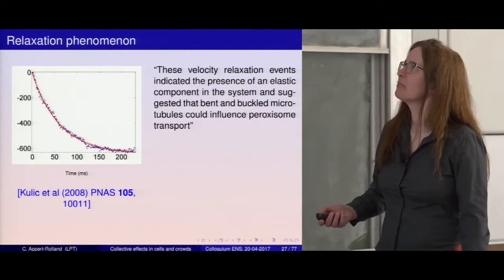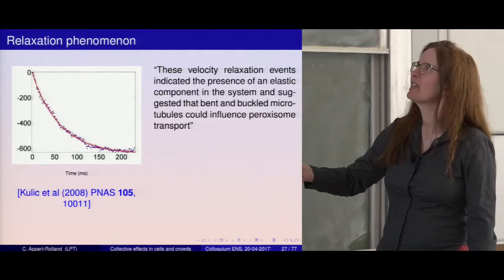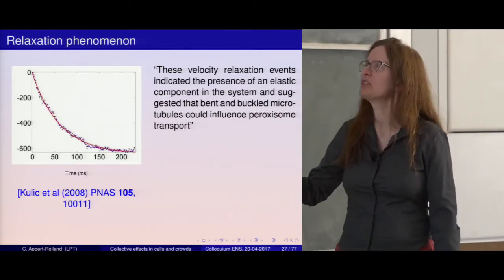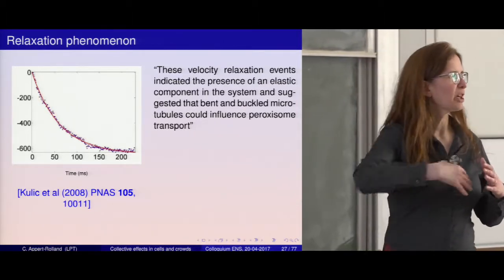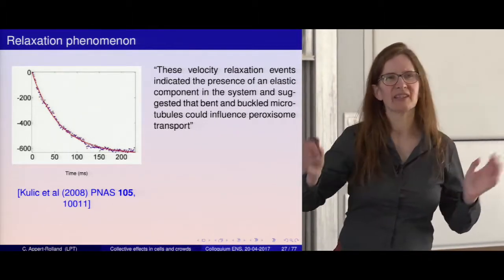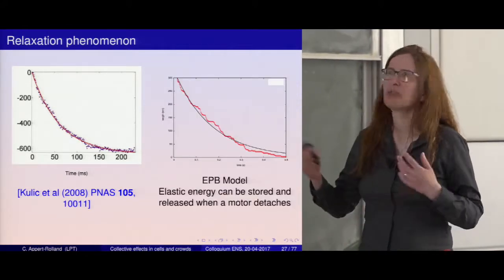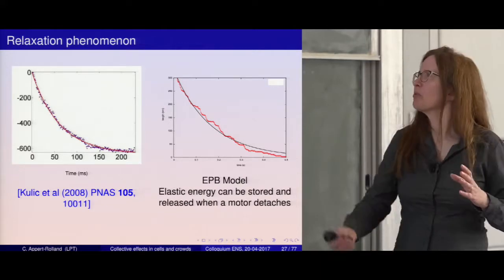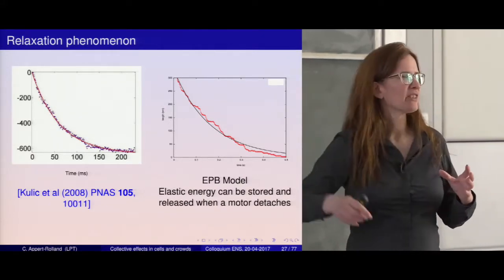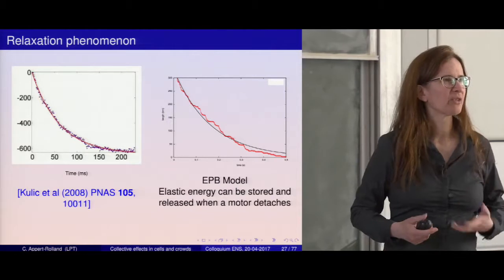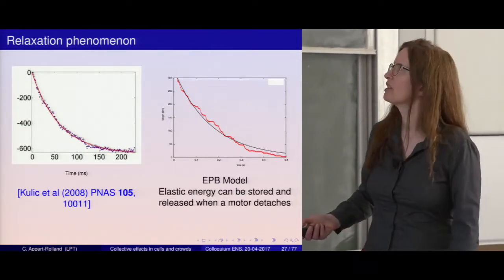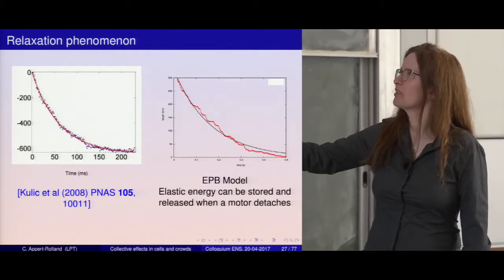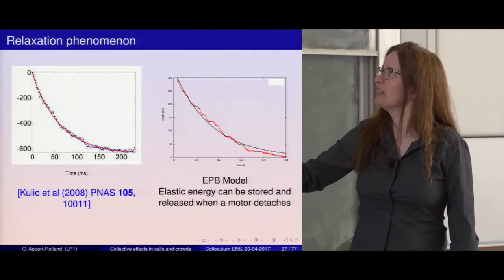So to explain this, they would think, again, that you need some extra ingredient, like having microtubules buckled that would release this elastic energy. But actually, we do find the same relaxation events. And this is just because when one motor detaches, you release some elastic energy. So you don't need, again, some extra explanation. You don't see it, but it's about the same types of scales.